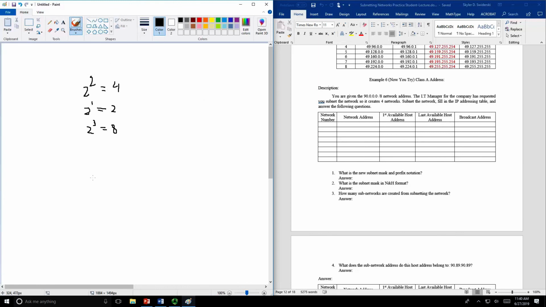bits. Because we took 2 bits, 128 plus 64 equals 192, and that's our decimal equivalency. So it'll be 255.192.0.0. What is our prefix notation? Well, since we had 8 bits because it was a Class A network, we simply add 2 because we took 2 bits from the host and added it to the network side. It is now /10.